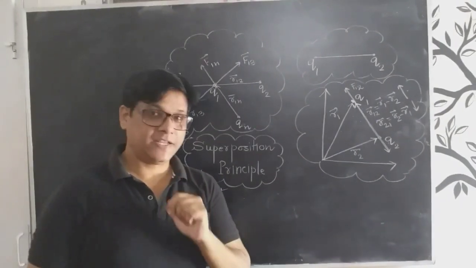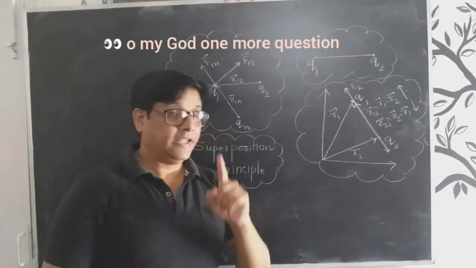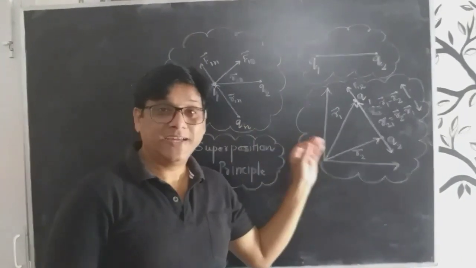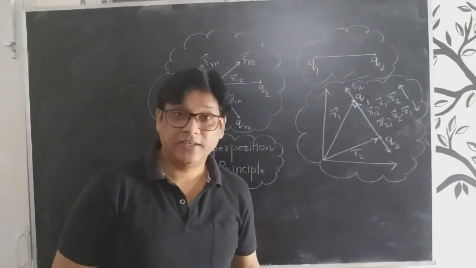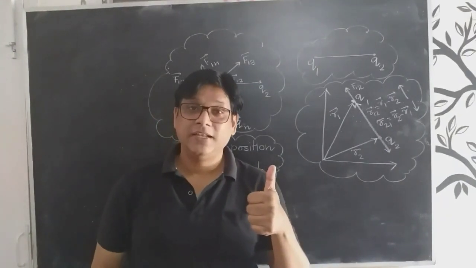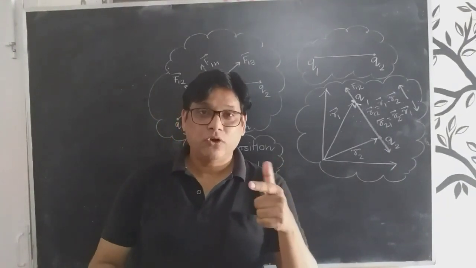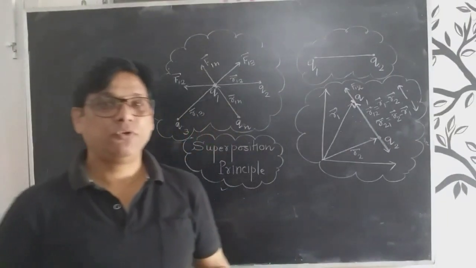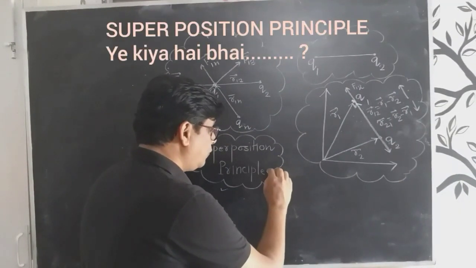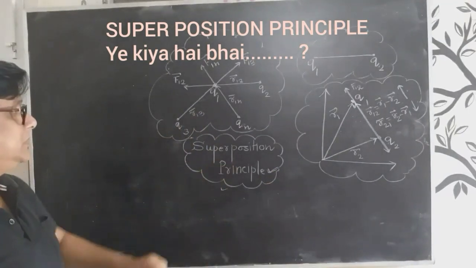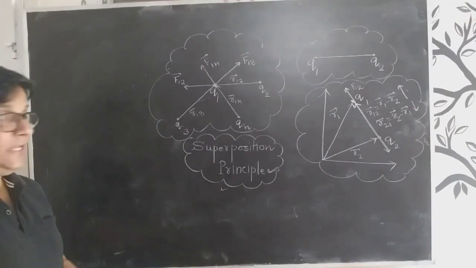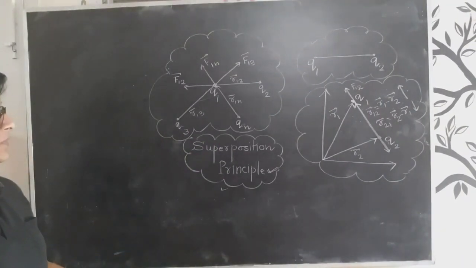Now the question arises: if a space contains more than two charges, will Coulomb's law be applicable? If yes, then how? To solve this question, we have to use a new principle, which is called the superposition principle. Clear? So what does the superposition principle actually say, and how do we utilize it?